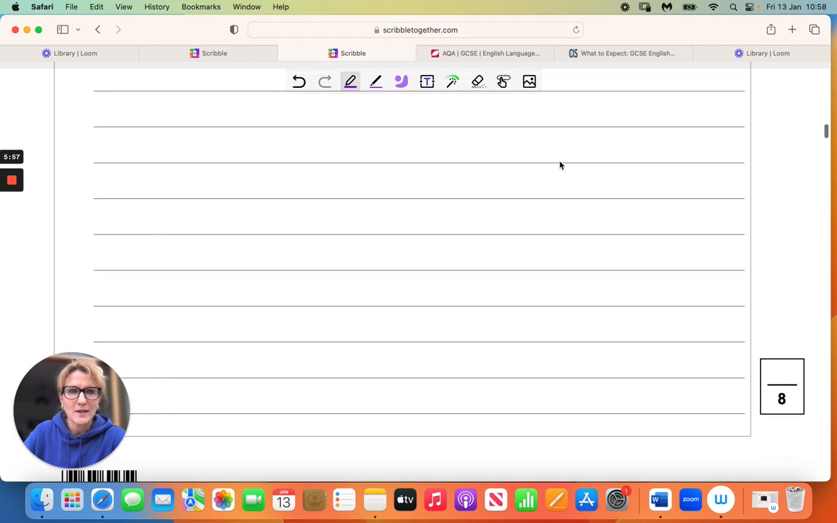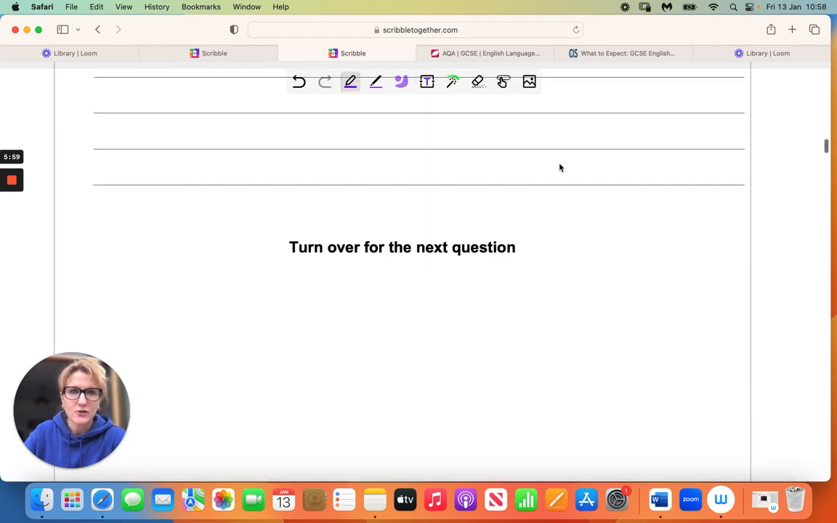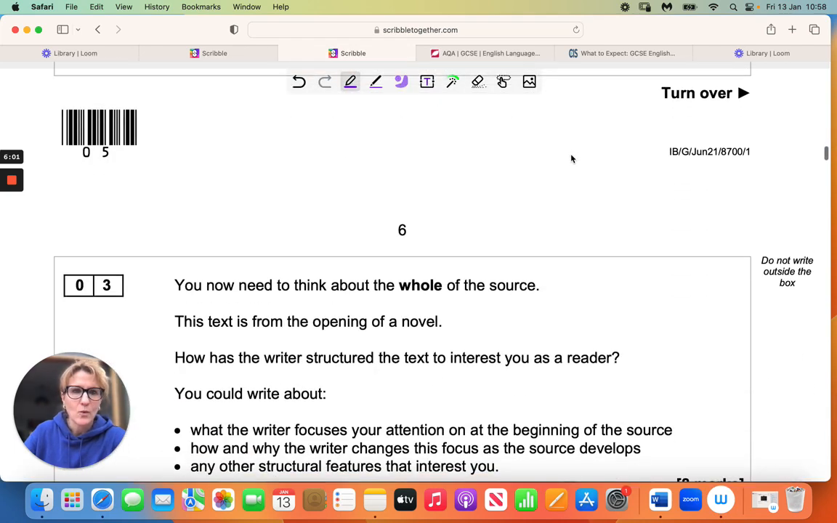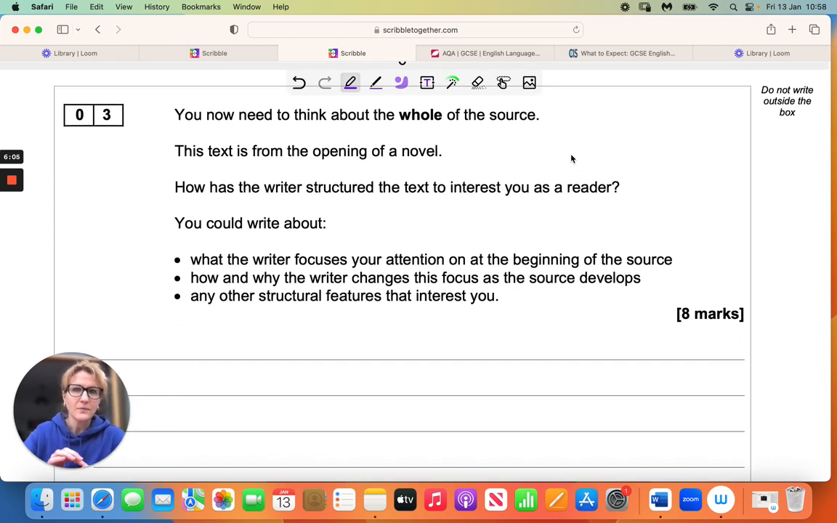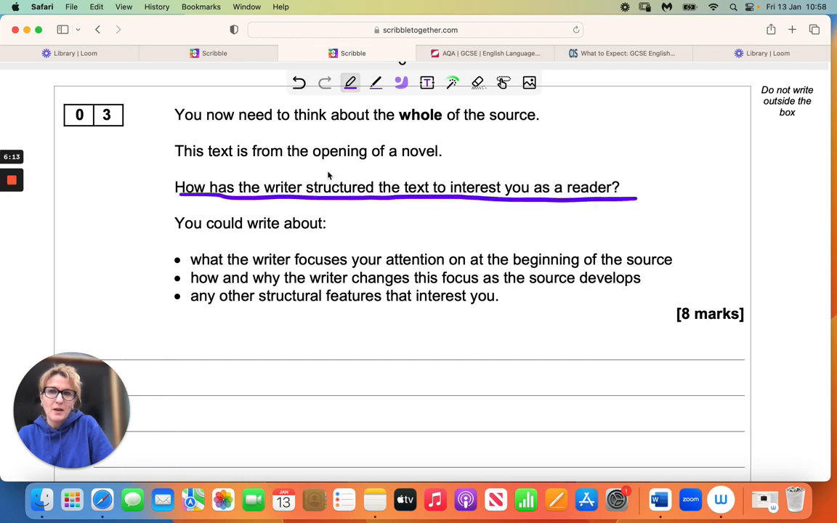Then you go to question 3. And question 3 is the structure question. Question 3 is also worth 8 marks. And it will always be the same. The question will change for question 2 about language. But for the structure question, it will always be the same. How has the writer structured the text to interest you as a reader?